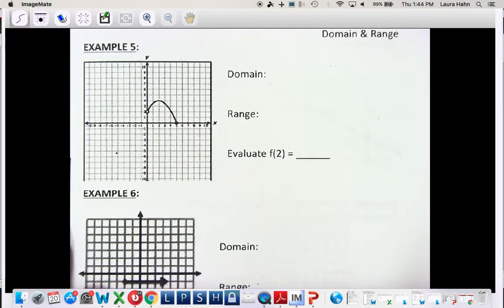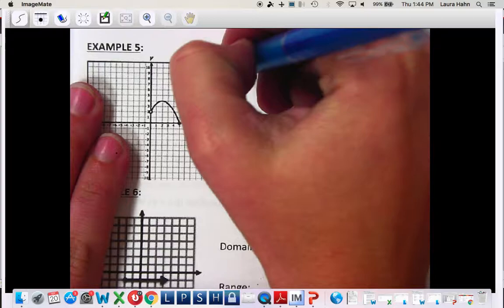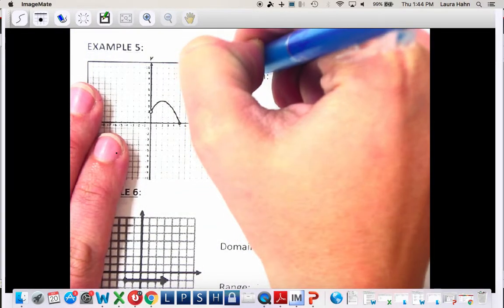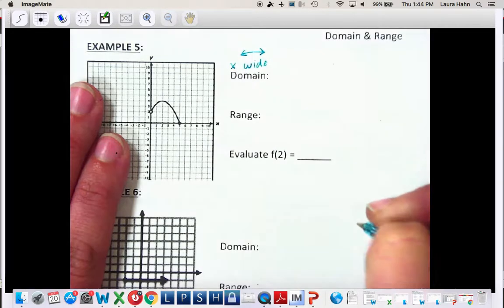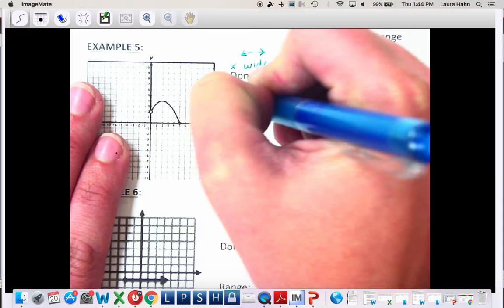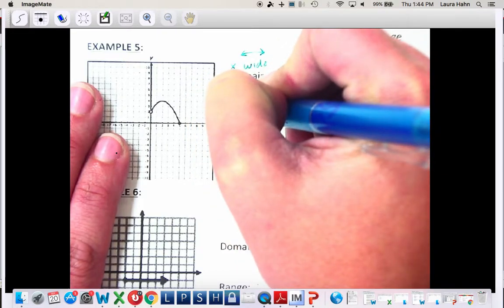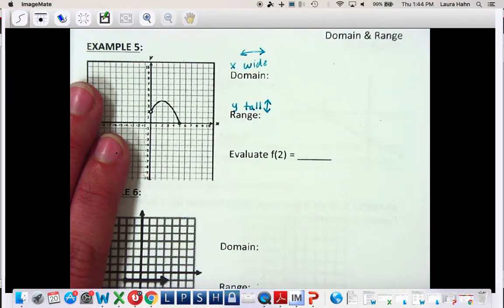Okay, these are more likely to give you problems. People don't like the graphs as much. So remember, domain is your x, and I say that's how wide it is because the x-axis goes left to right. Range is y's, and that's how tall it is because your y-axis goes up and down. For domain, you always go left to right. For range, you always go from bottom to top.